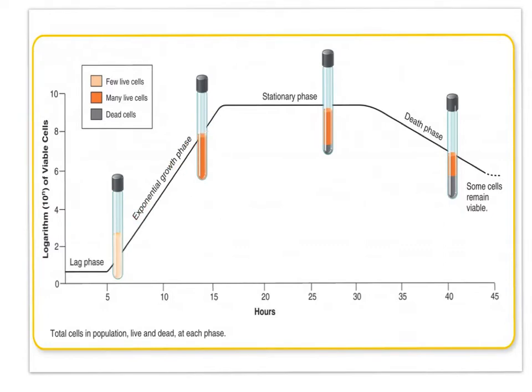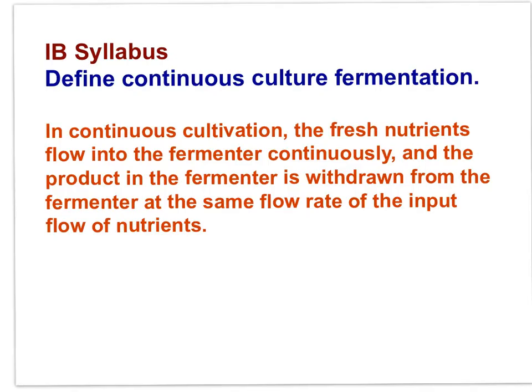Some industrial cultures allow the microorganisms to reach the plateau phase or beyond. These are batch cultures where the product is harvested only at the end, then the tank is cleaned and the cultures are started anew. In continuous culture fermentation, the fresh nutrients flow into the fermenter continuously, and the product in the fermenter is withdrawn from the fermenter at the same flow rate of the input flow of nutrients.